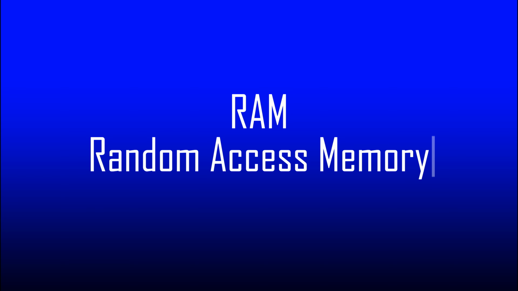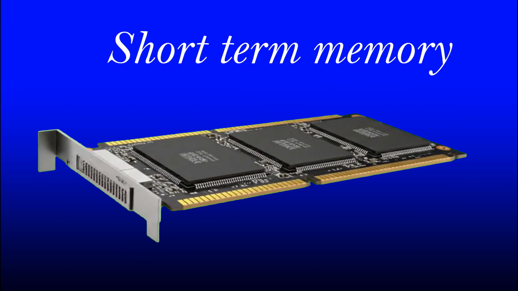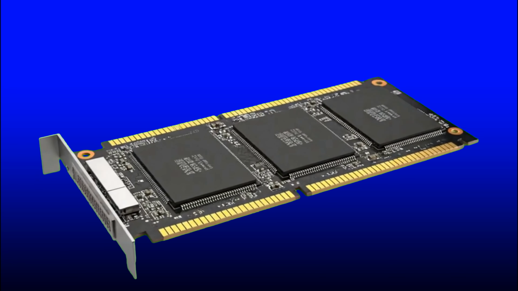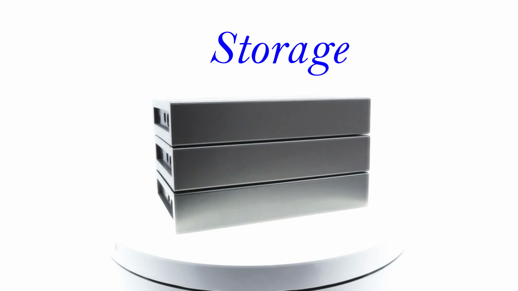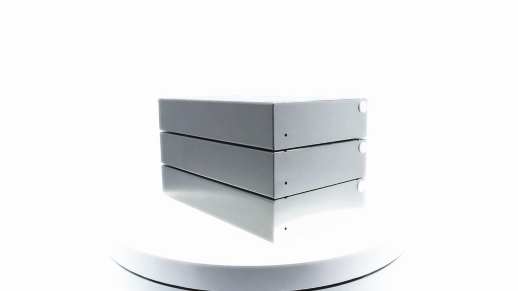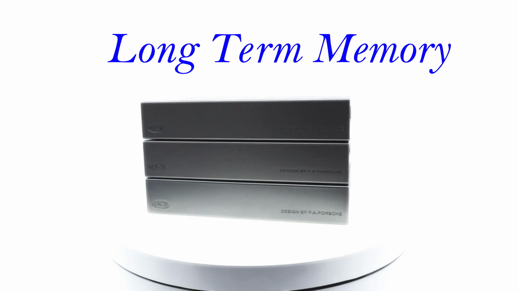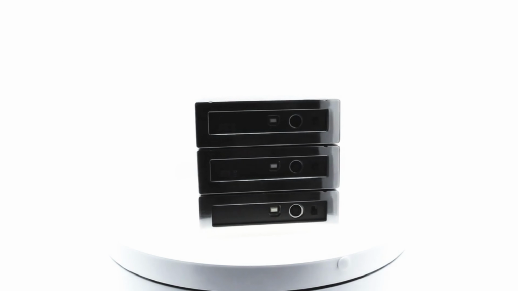Next, we have RAM, or Random Access Memory. This is like your short-term memory. It's fast, but temporary. When you close your laptop, what's in RAM disappears. Then we have storage, your hard drive, or SSD. This is the long-term memory where your files, photos, and apps live, even when the power is off.